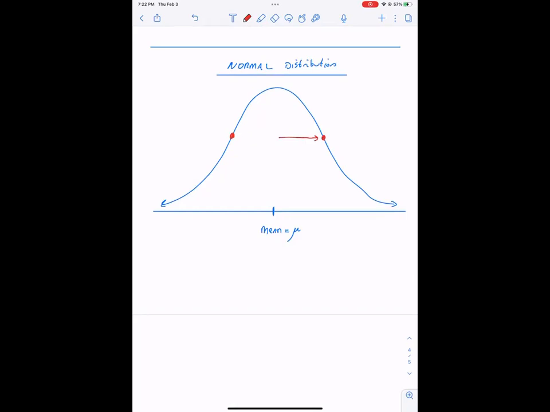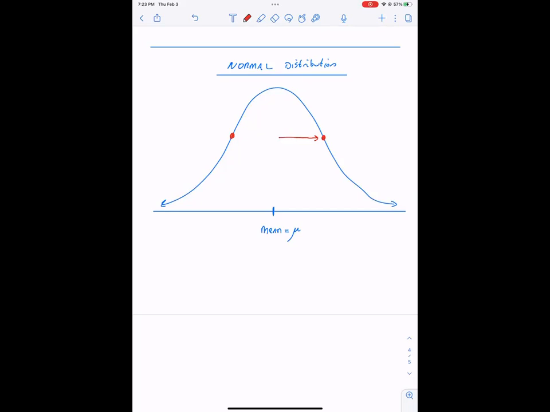I said a bowl. So down here, it's like a bowl. On the side, it's like a bowl. And at the top, it's like a hill. So there's a point, one on each side, where it stops looking like a hill and starts looking like a bowl. Does that make sense, Jacqueline?